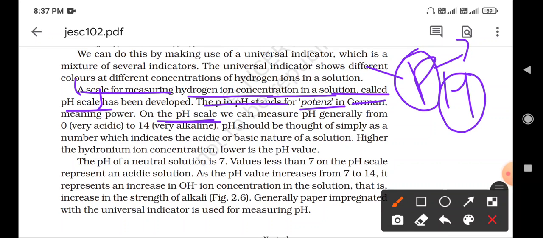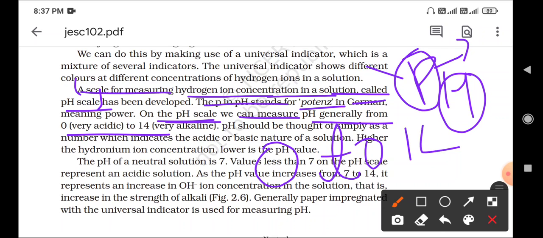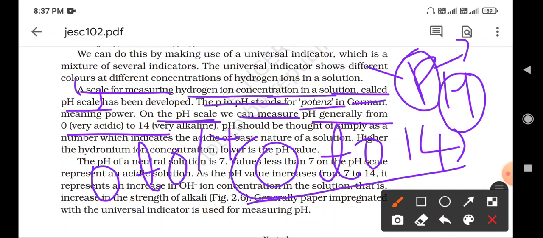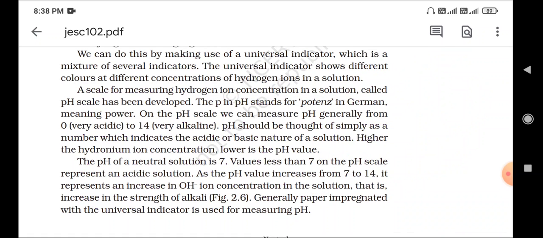On the pH scale, we can measure pH generally from 0 to 14. What is the range of the pH scale? We can write here 0 to 14, like your scale. In geometry, you use a scale that contains 1 to 15 centimeters; like that, here we have 0 to 14 numbers.